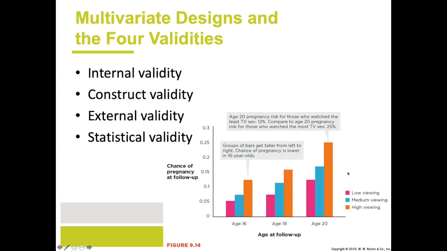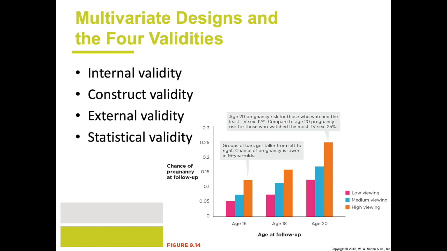So when it comes to multivariate designs and the four validities, we're going to talk about each of these briefly. So internal validity is asking the question, are there other ways of explaining the results? Or are the relationships between the predictor and the outcome causal? Construct validity asks, are your variables measured well? Are they measured reliably and validly?